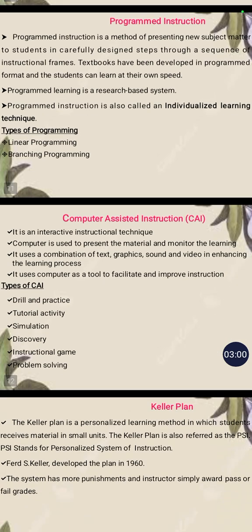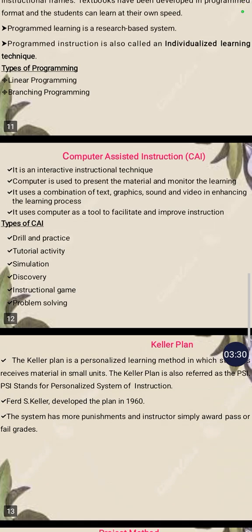Programmed instruction. Programmed instruction is a method of presenting new subject matter to students in carefully designed steps through a sequence of instructional frames. Textbooks have been developed in programmed format and the students can learn at their own speed. Programmed learning is a research-based system. Programmed instruction is also called an individualized learning technique. Types of programming: linear programming and branching programming.